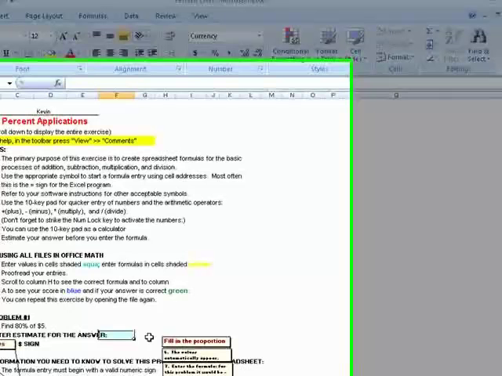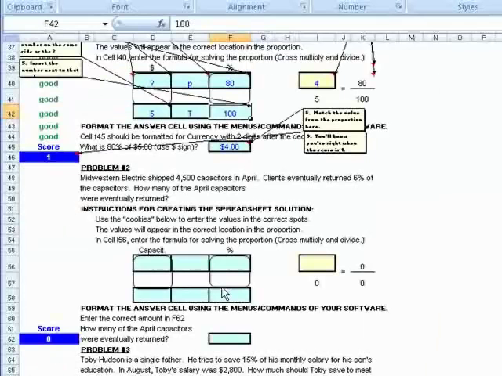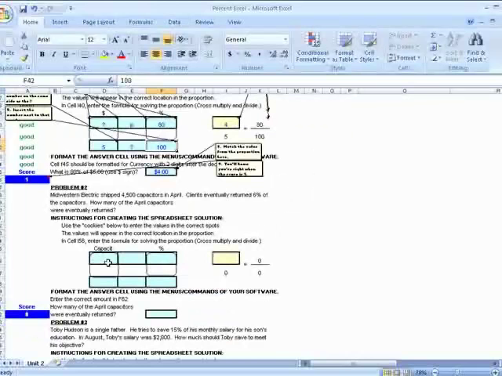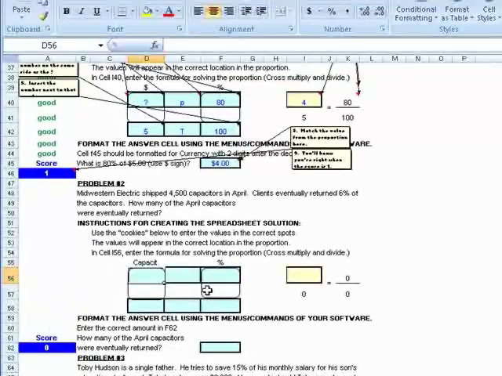So let's go on to problem 2. This one doesn't have any clues for us, so we have to do it all ourselves. Midwestern Electric shipped 4,500 capacitors in April. Clients eventually returned 6% of the capacitors. How many of the April capacitors were eventually returned? So what we're looking for is the number of capacitors that were returned. So let's write R for returned. This is the total. It's very important that you label the parts of your proportion.